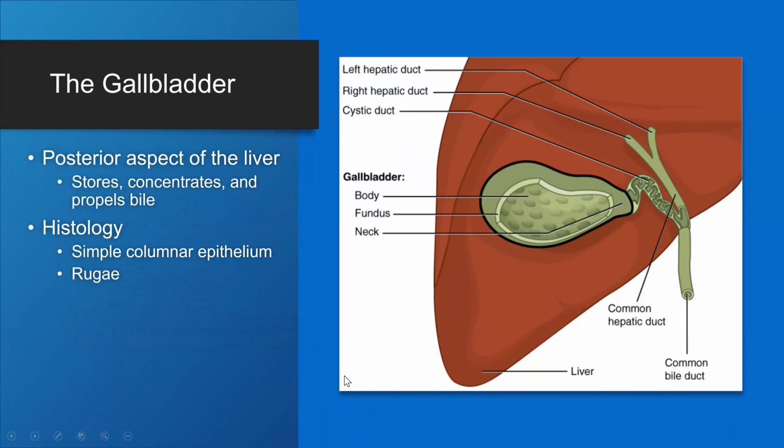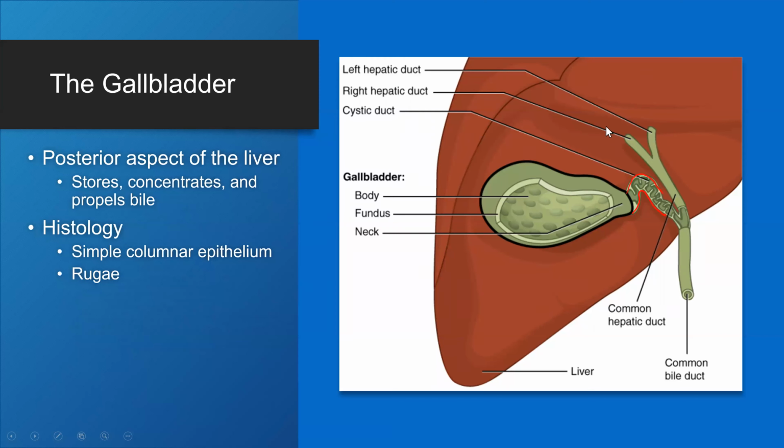Anyway, and the gallbladder. The gallbladder is on the posterior aspect of the liver. It stores, concentrates, and propels bile, and it's lined by simple columnar epithelium, and it has rugae. So over here also what we want to look at on this diagram. So here's the gallbladder. Now the gallbladder has its duct over here that is called the cystic duct.